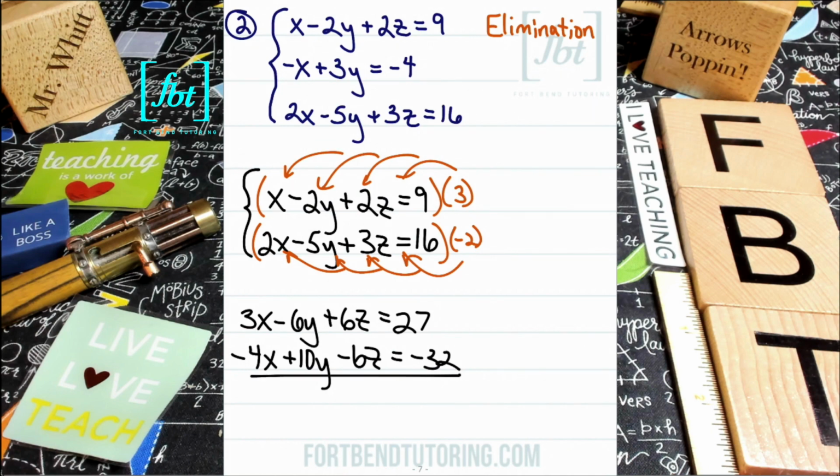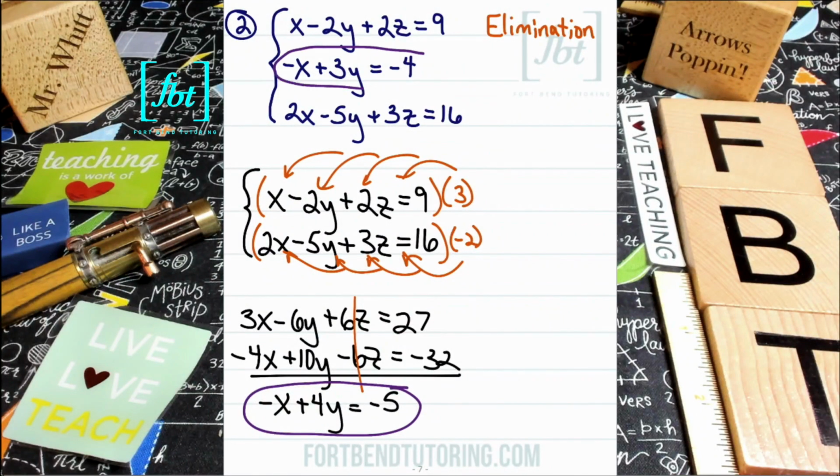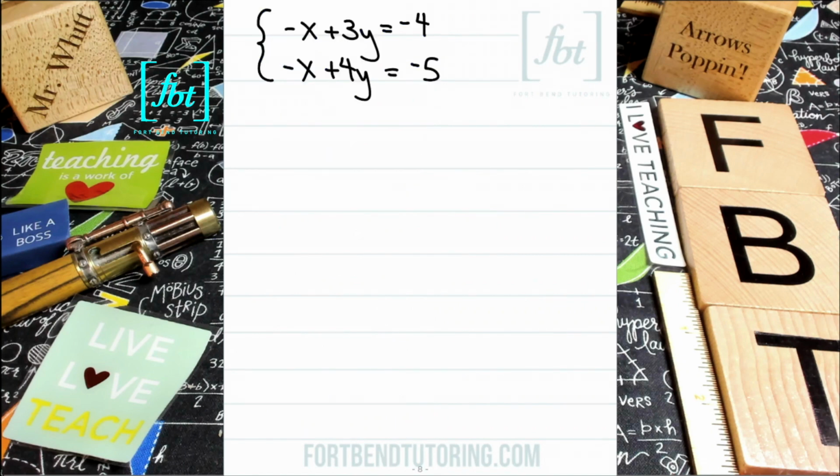As you see, our 6z's will cancel out, and we'll be bringing down -x plus 4y equals -5. Just like that. And we want to hold on to this equation. So let's go ahead and identify that we're holding on to this equation here. And we want to hold on to the fact that that second equation is going to be used in conjunction with it.